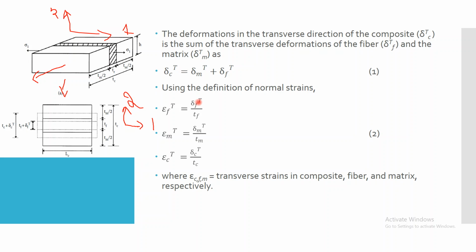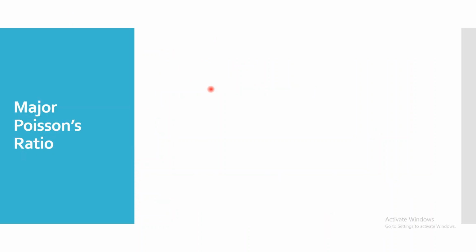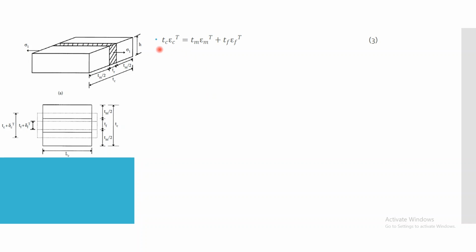Next, what I can do is I can substitute the equation number 2 into the equation number 1. Then it becomes the product of strain into thickness. So in this equation, t C into epsilon C T is equal to t M epsilon M T plus t F epsilon F into epsilon F superscript T. Then let's call this as equation number 3.